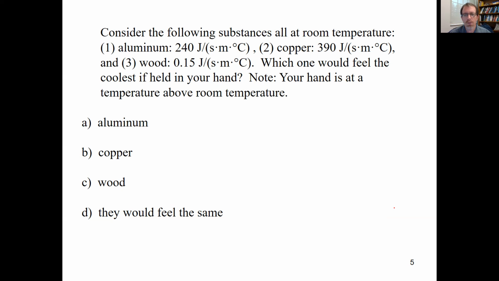So they're all at room temperature. Which would feel the coolest if held in your hand? Just a reminder, your hand is not at room temperature. It's somewhere between room temperature and your internal body temperature, right? So it's going to be hotter than the material you're picking up. So pause the video, think about it, and get a response.